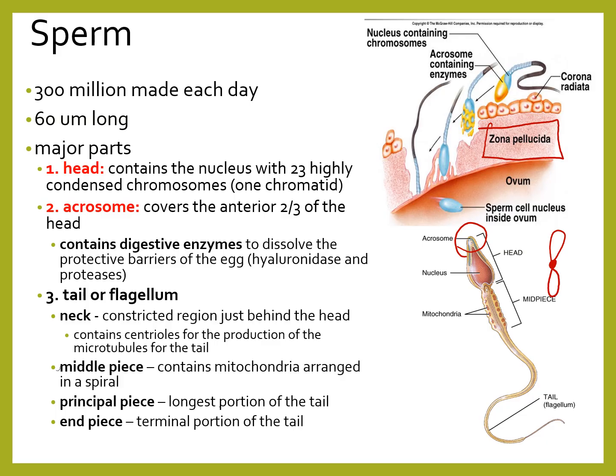So it's going to be one of the two centrioles that the fertilized egg makes when it undergoes its very first round of mitosis. The middle piece is a bunch of mitochondria. These flagella have got to move, and the mitochondria make ATP in order to create the undulating or wave-like motion of the flagella. The actual majority of the flagella is called the principal piece, and then there's a little teeny tiny thin section called the terminal portion or the end piece.